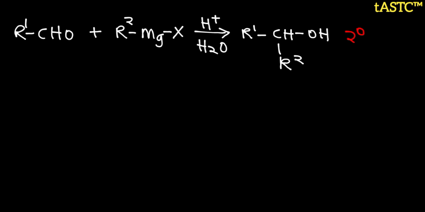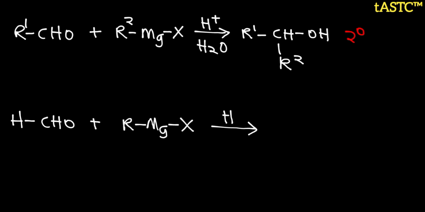secondary alcohol. Now, what if we use the simplest form of the aldehyde? That is going to be formaldehyde. Now, if you reacted this with a Grignard reagent in the presence of similar reagents, that is acid water, which actually serves as a catalyst, that will give you primary alcohol. This is what you're going to have. This is actually primary alcohol.